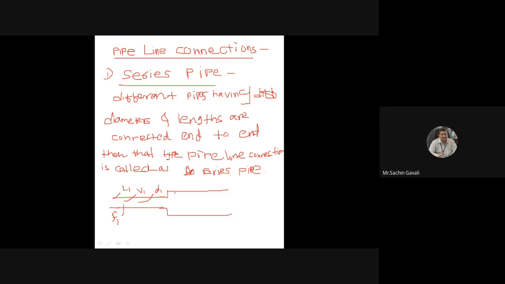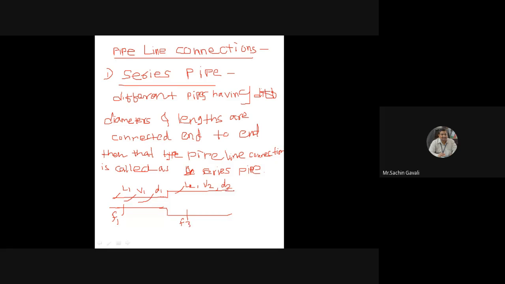Let us consider another pipe also having length L2, velocity in that pipe V2, and diameter D2. And this pipe is having another coefficient of friction F3.